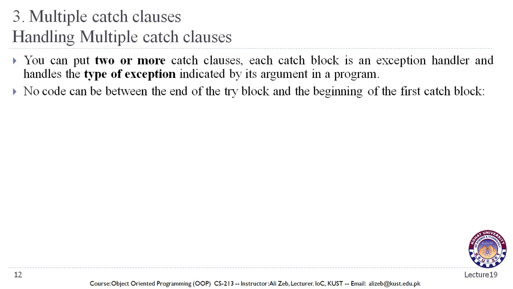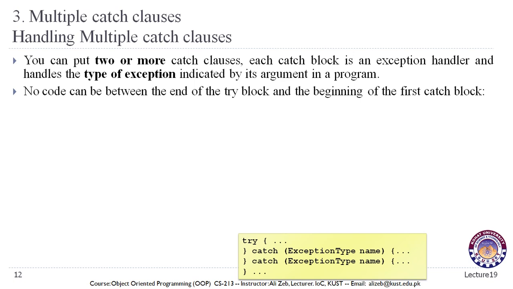No code can be between the end of the try block and the beginning of the first catch block. We should understand that whenever we write a try block and a catch block, the catch block will always follow the try block. We cannot, for example, write any code between these two blocks.